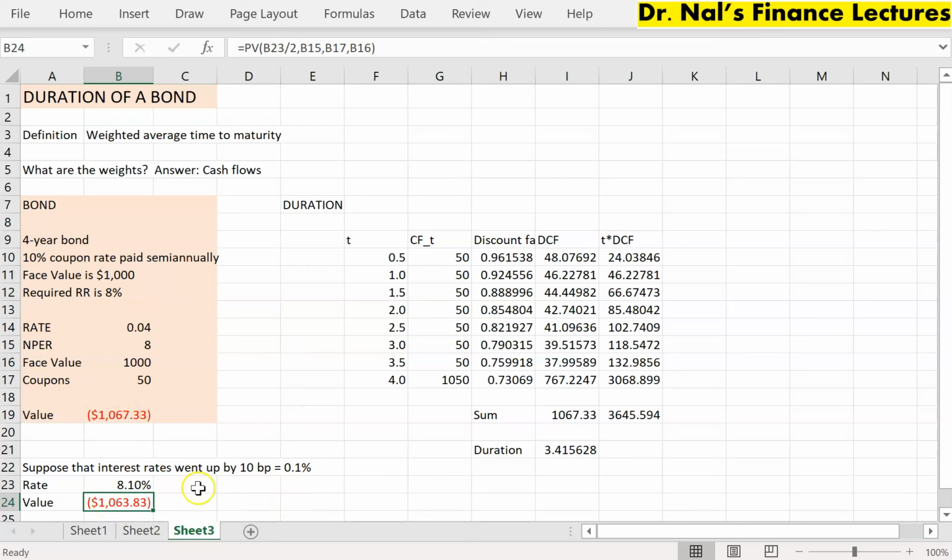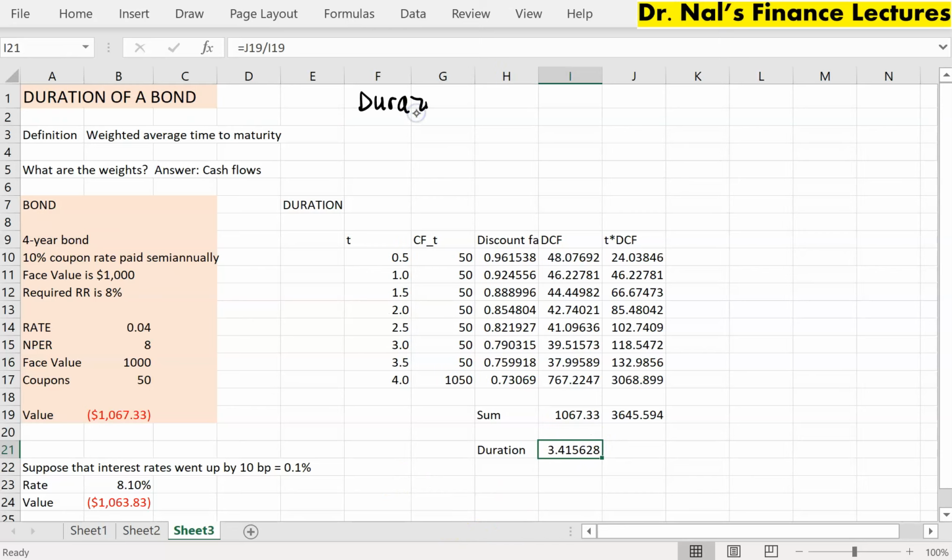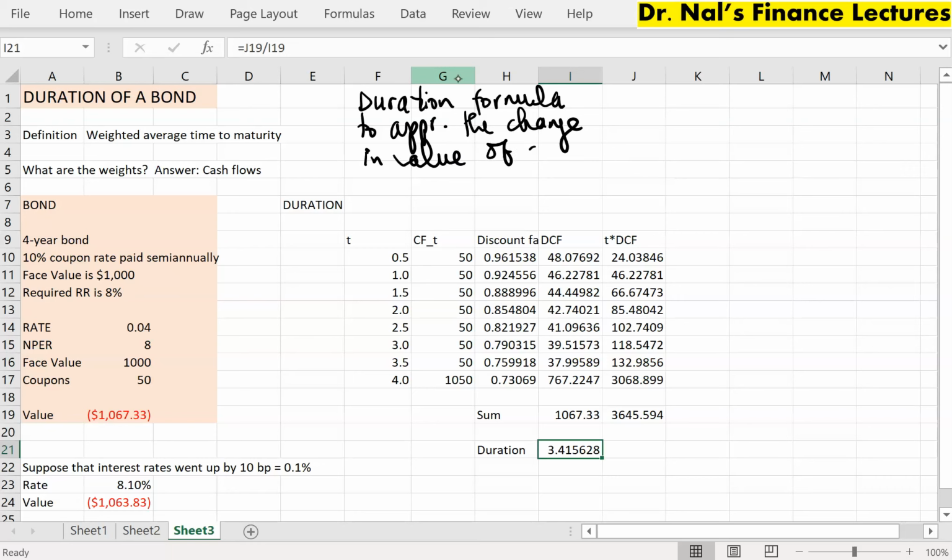So how does duration help us make that calculation in a different way? Now that we know what the duration value came out as, we can use the following formula. I'm going to use my pencil for that. Let me write the duration formula to approximate the change in value of a bond. And the formula is as follows.